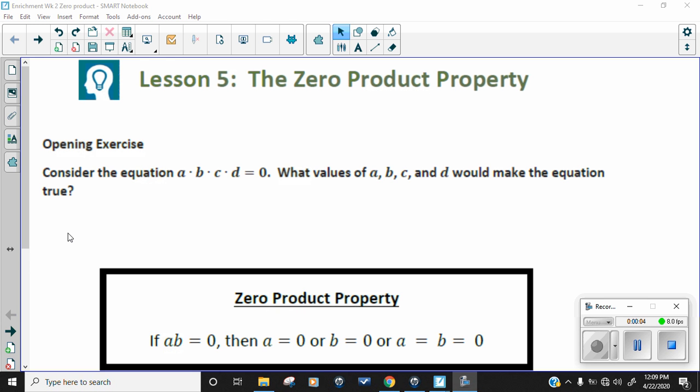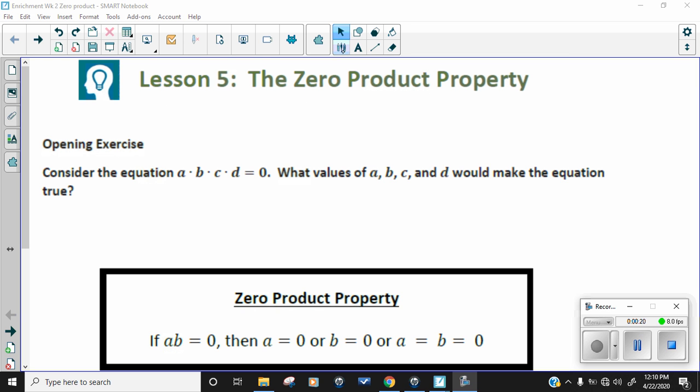This is the video for enrichment for week 2 of Honors Algebra 1. There are two things I'm going to cover. In this video I'm going to do zero product property, which you have in the first part of your worksheet, and then in the second video I'm doing completing the square, which is the second part of your worksheet.